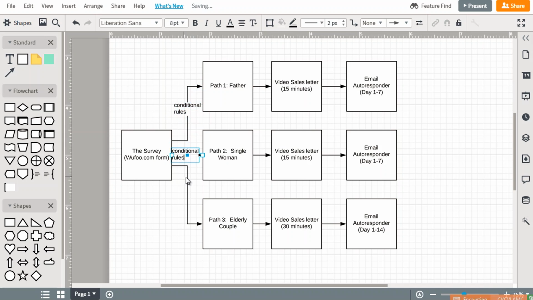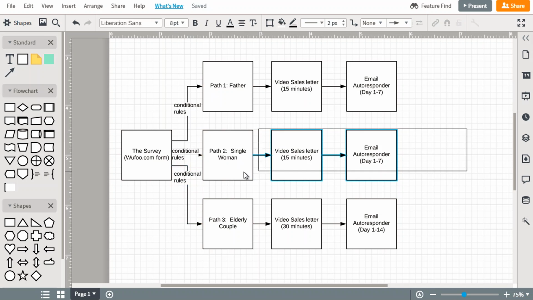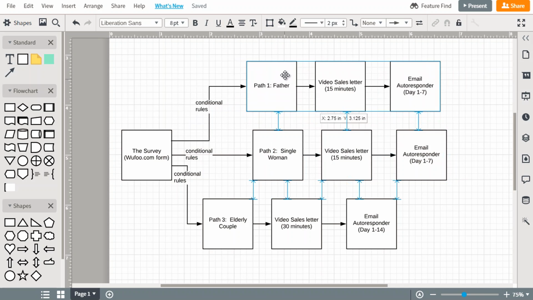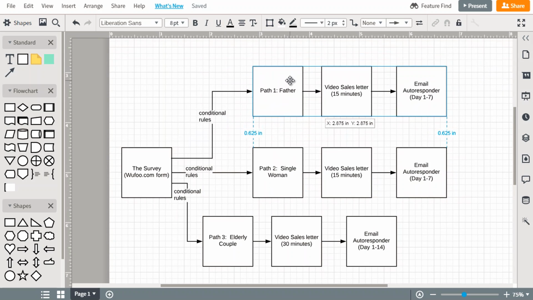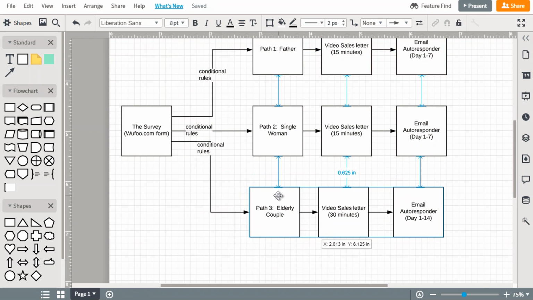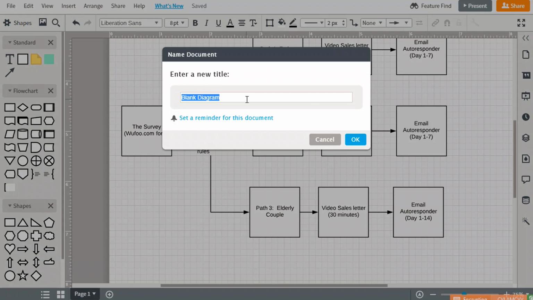So write that here, we'll write that here, and we'll write that here. So there will be conditional rules here, here, and here. I'm going to move this a little bit over here, just so it's a little bit easier. And I don't know if you noticed this, but as I'm moving it, it locks into place. And I like that about Lucidchart, it makes it really easy and organized. And we can name this. Click OK.